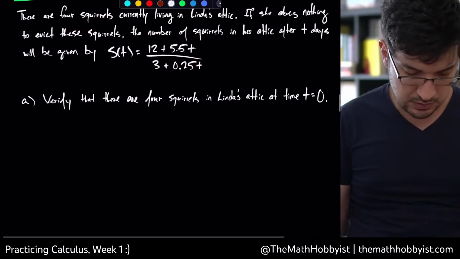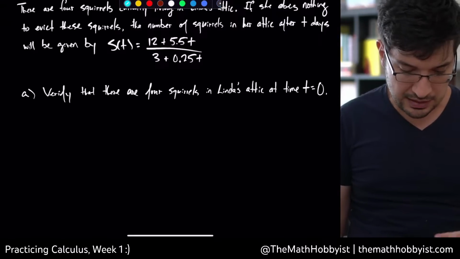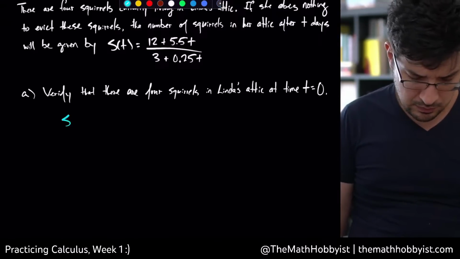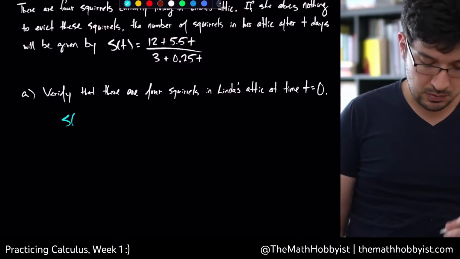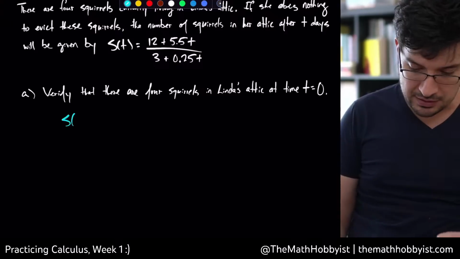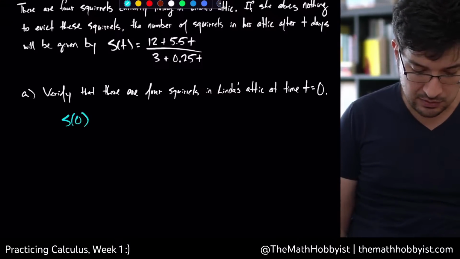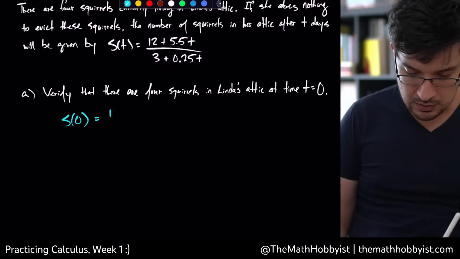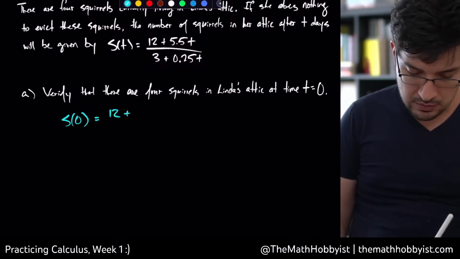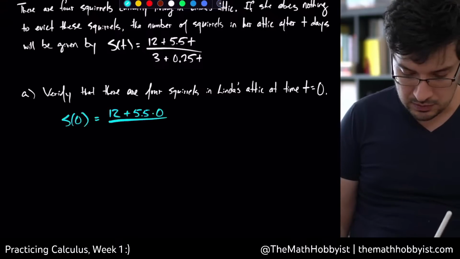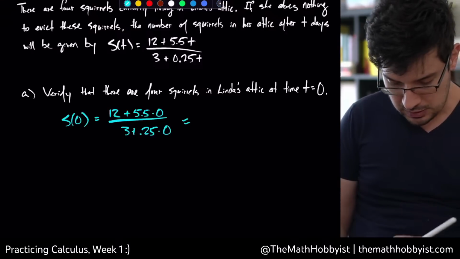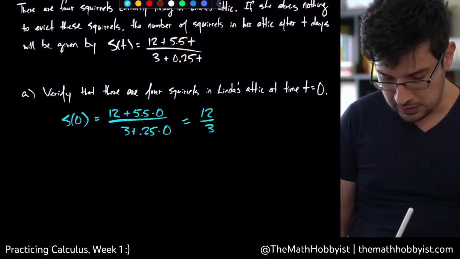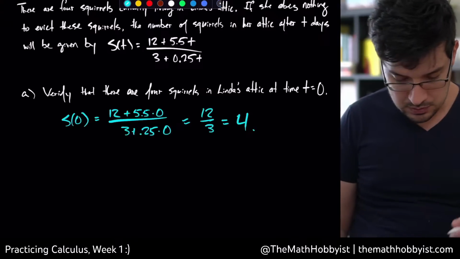Okay, I'll do these solutions in line. So what we do is we plug in, quote unquote, the value 0. So we evaluate this function at 0. 12 plus 5.5 times 0 over 3 plus 0.25 times 0 is 12 over 3, which is 4. Done?